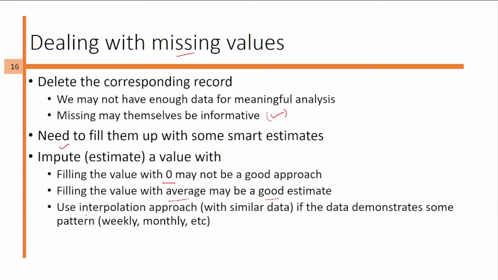Or you can also look at interpolation. Suppose on a particular Monday, the sales record is empty. You look at the past week's Monday sales record and interpolate, filling up this Monday's value with last Monday's value. So you estimate with similar data. And then you also check that Monday is not a holiday, because if it's a holiday, the sales record will not be good. So this is dealing with missing values.